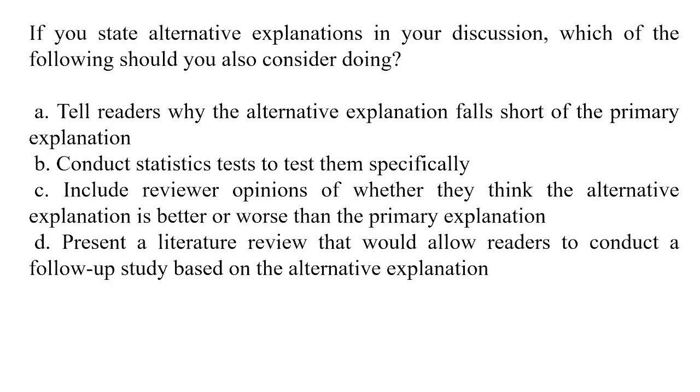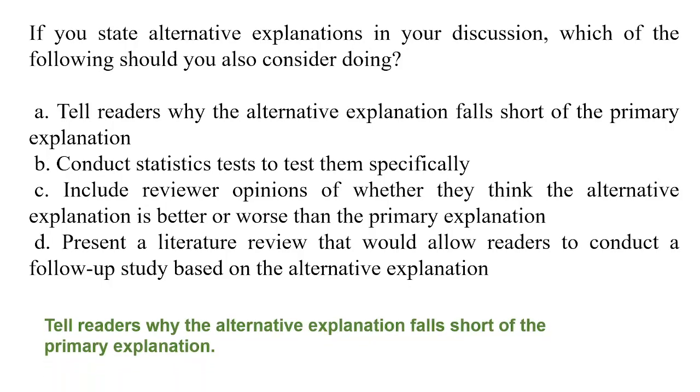So I'll tell you what I thought. I think it's option A, because if I am explaining any kind of alternative explanation in my discussion, either I'll say that these are the shortcomings of my research, of the primary explanation or hypothesis that I was following. I have tried to prove this, and these are the shortcomings, and this can be one of the alternative explanations that is open to future research. That's one avenue. Or I can say why the alternative explanation regarding that particular phenomenon falls short of the primary explanation that I started with.